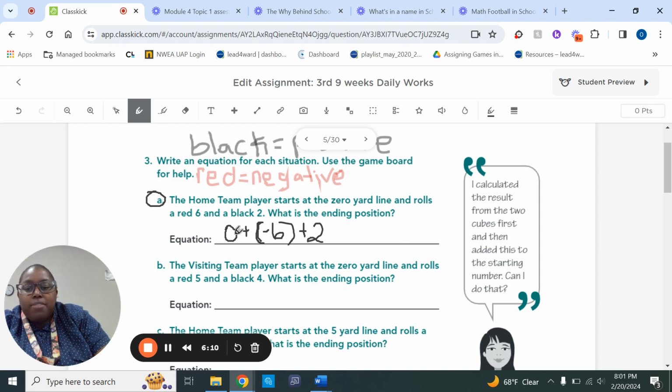So in the case of this one, we have 0 plus negative 6. 0 is neither negative nor positive. So this automatically becomes negative 6, because anything plus 0 equals itself. So I'm at negative 6. Then we have negative 6 plus 2. Negative and positive are different signs, so I'm going to subtract these 2 numbers.